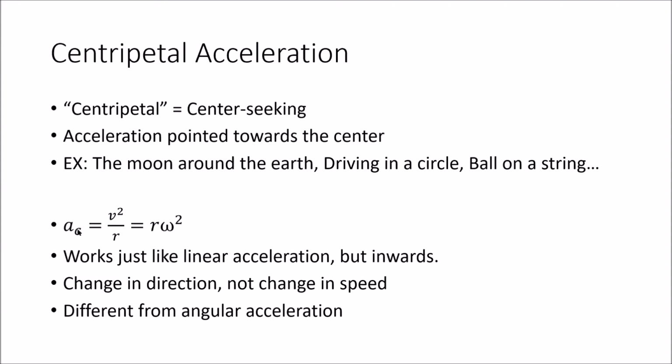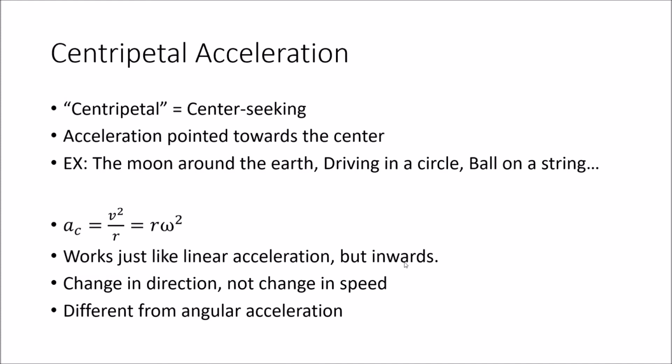Centripetal means inwards. So we had a_x before, and we had a_y before, and a_y was usually negative 9.8 meters per second squared because of gravity. So we had a_x and a_y. Those represented the accelerations in two different directions, the x direction and the y direction. Now we're adding in acceleration in the centripetal direction, or the inward direction. This works the exact same way as anything else except inward.